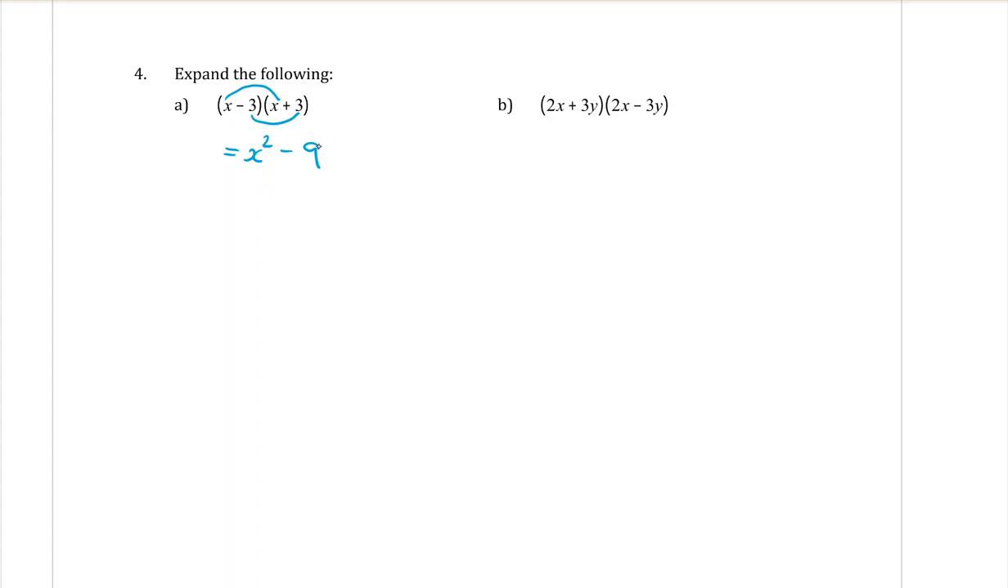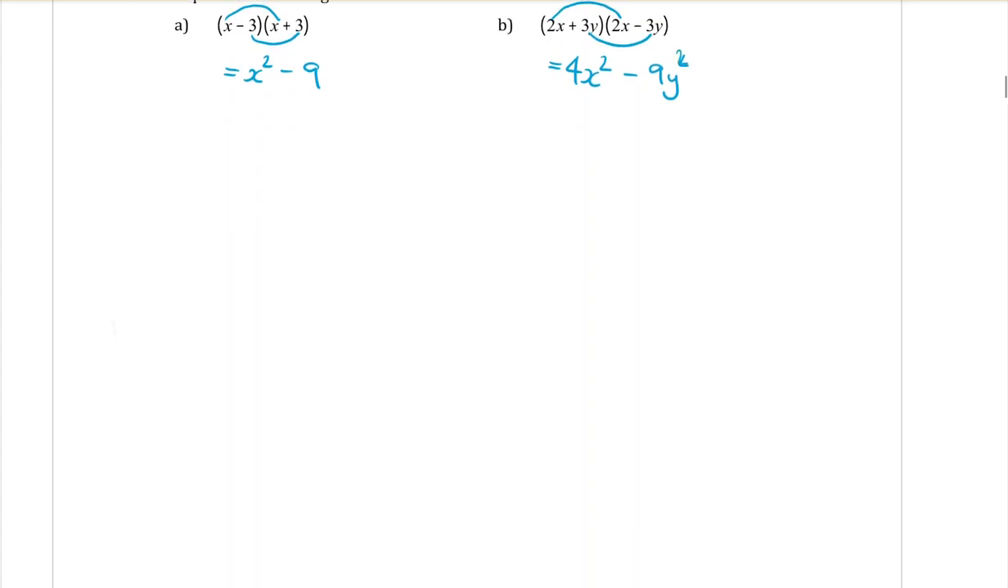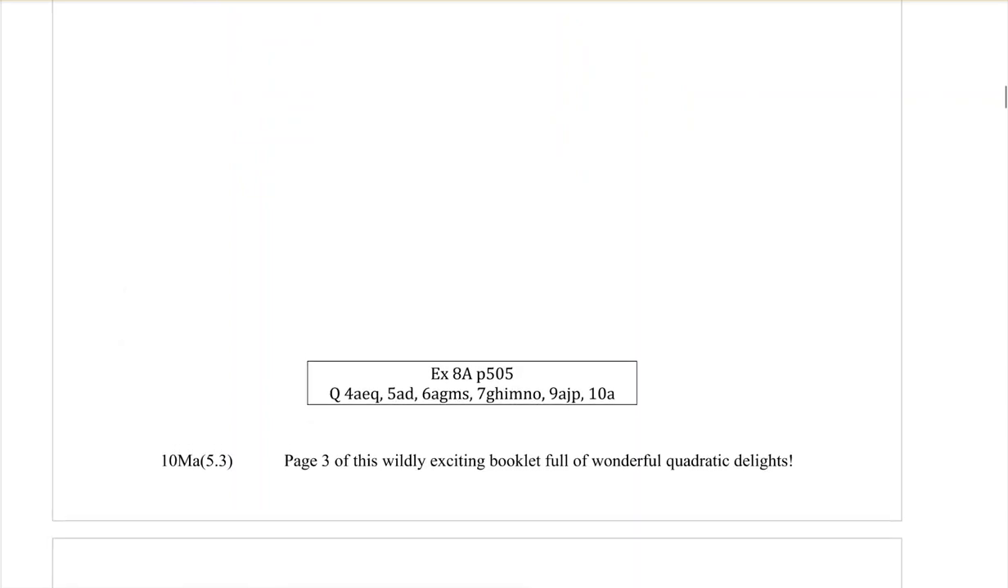So the last one, first times first, 2x times 2x makes 4x squared. Then the middle ones will cancel, so we go last with last. 3 times minus 3 makes minus 9, and y times y is y squared. Okay? All right, so we are doing exercise 8A, those questions there. Try to use those short methods where you can.